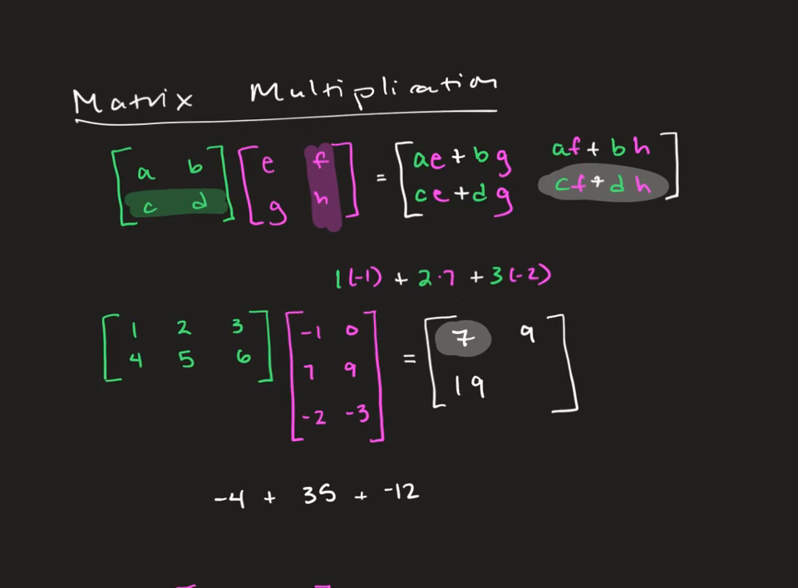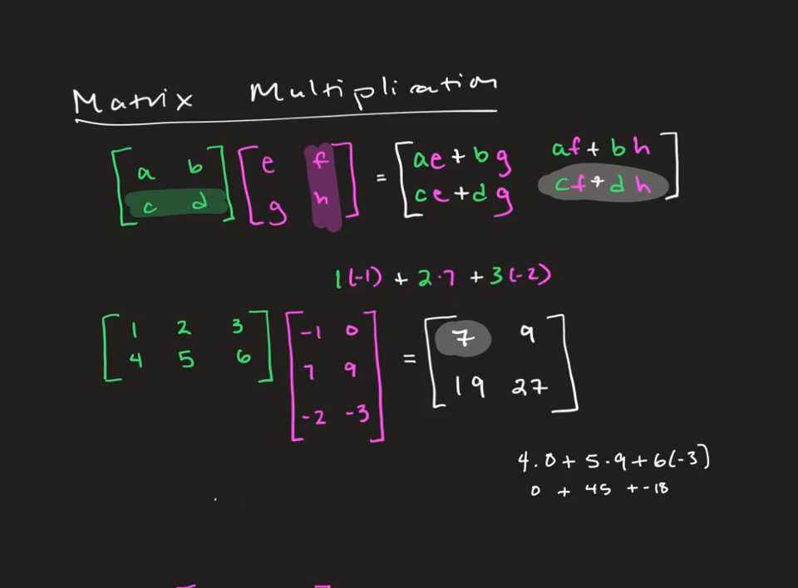And then for this last one, we're going to have 4 times 0 plus 5 times 9 plus 6 times -3, and you'd get 0 plus 45 plus -18, which gets us 27. Okay. So hopefully we're starting to get an idea of how to multiply these things together. Now let's talk a little bit about the orders.